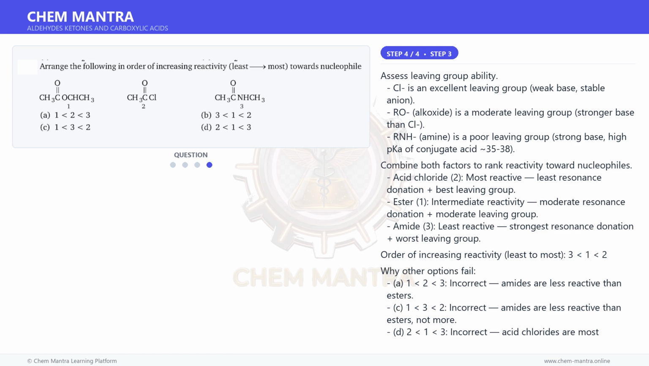Why other options fail? A. 1, 2, 3. Incorrect. Amides are less reactive than esters. C. 1, 3, 2. Incorrect. Amides are less reactive than esters, not more. D. 2, 1, 3. Incorrect. Acid chlorides are most reactive, not least.